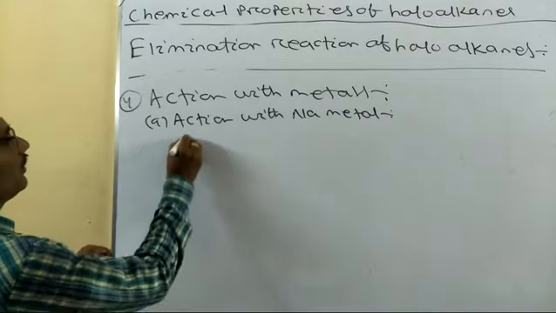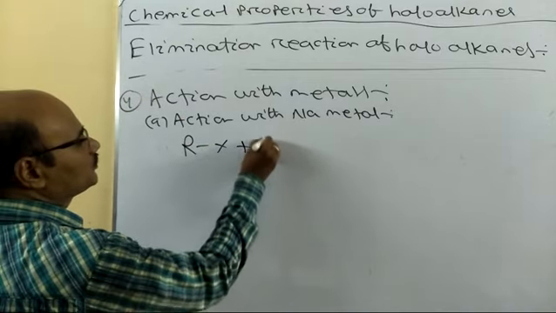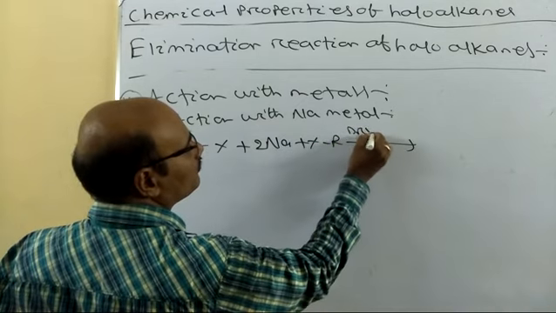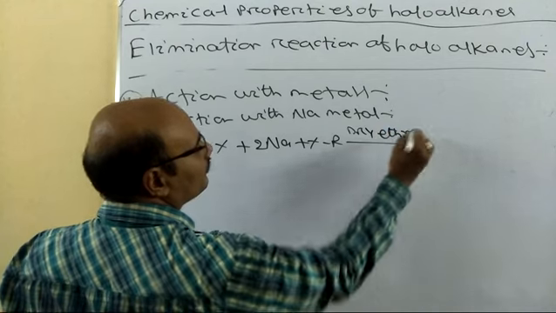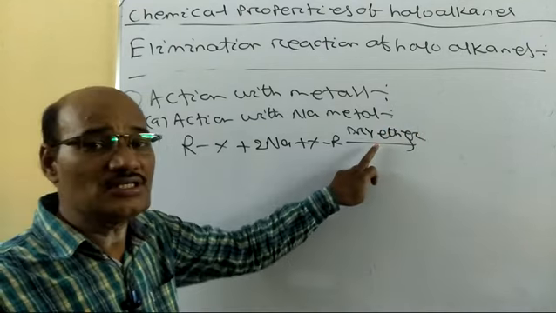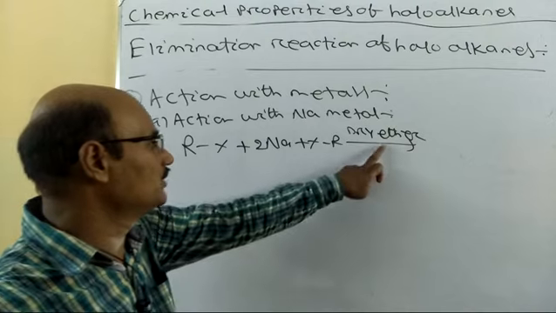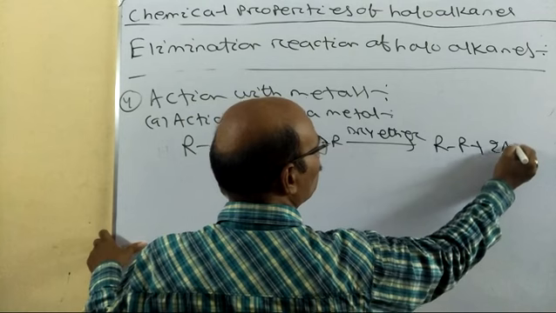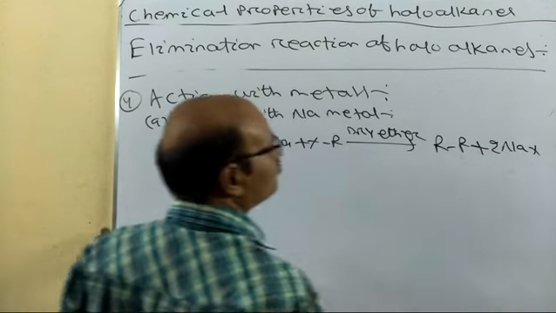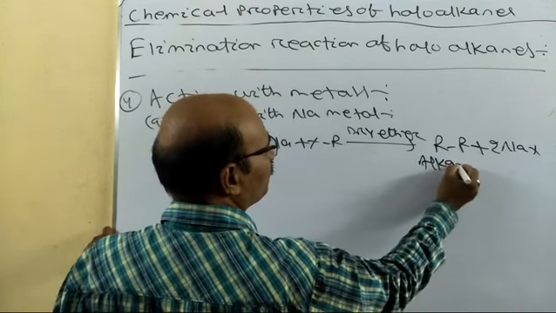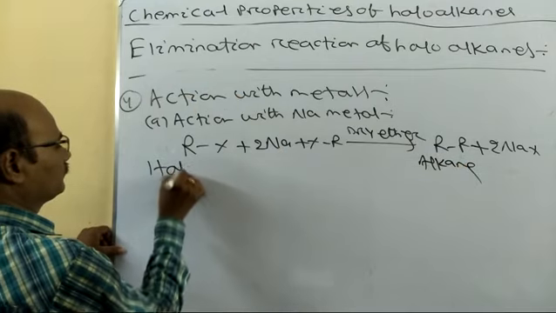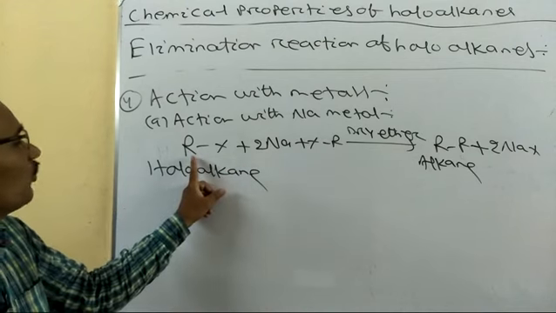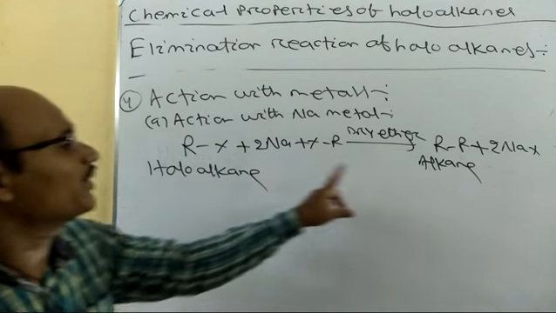See, if I take RX plus 2Na plus XR in dry ether. Remember here, dry ether is essential as a solvent. You get R-R plus 2NaX, an alkane. This is your haloalkane. So you see, in a haloalkane we have taken one R, and here I am getting R-R.